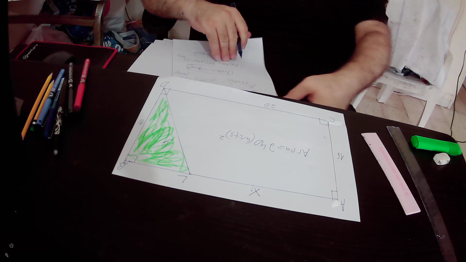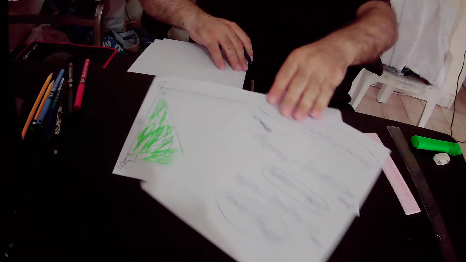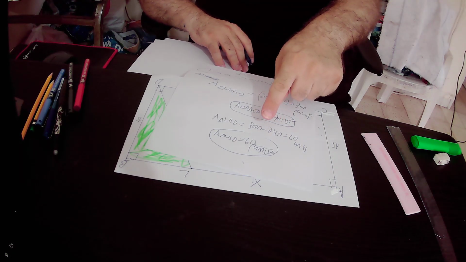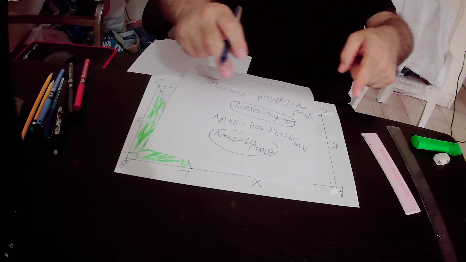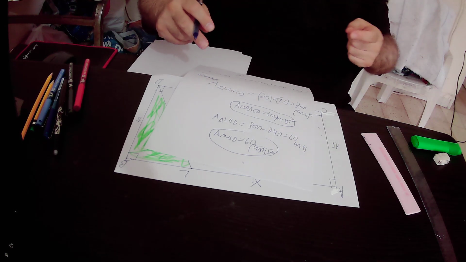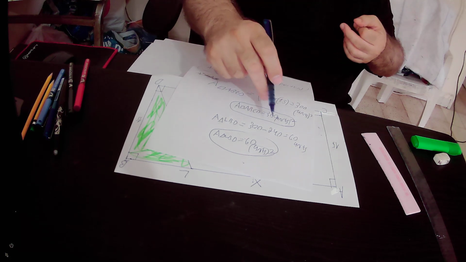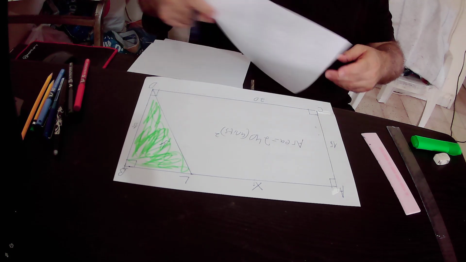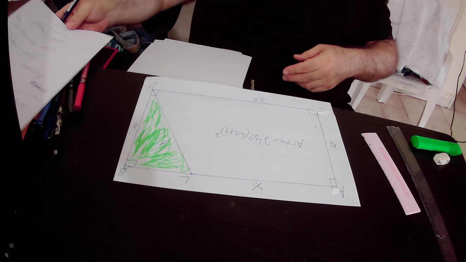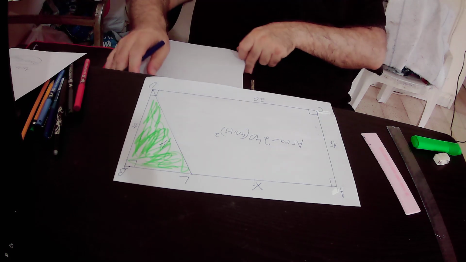Okay, the area of the green triangle is 60 units squared. It is the area of the rectangle minus the area of the white shape. So it is 300 minus 240, it equals 60 units squared. Okay, so now I will draw again the green right triangle LBD.